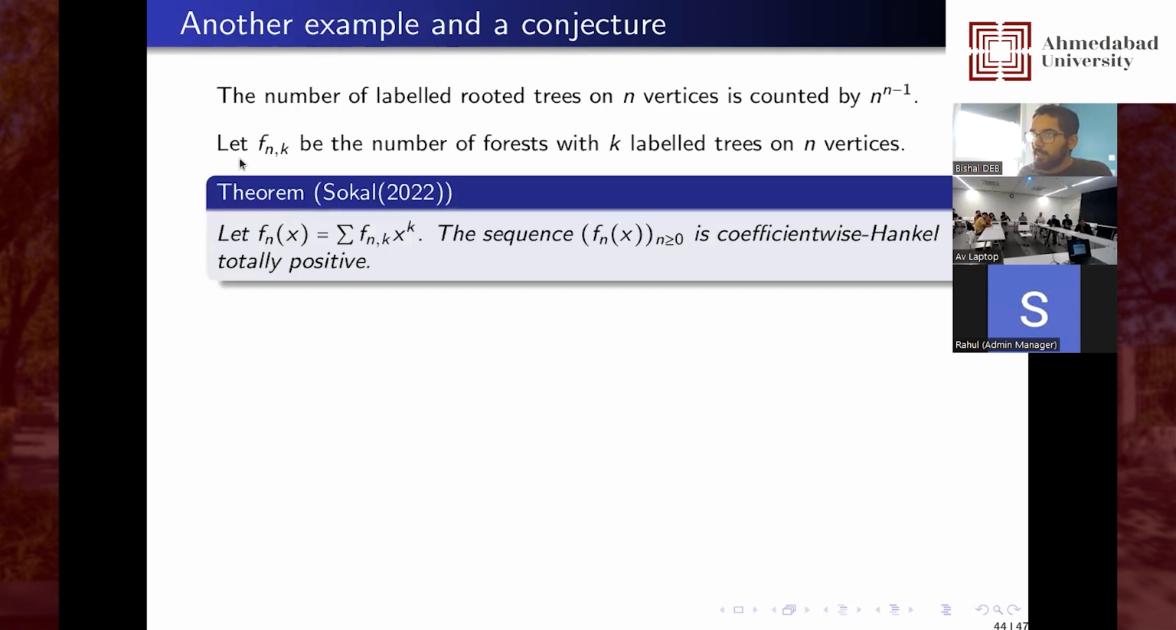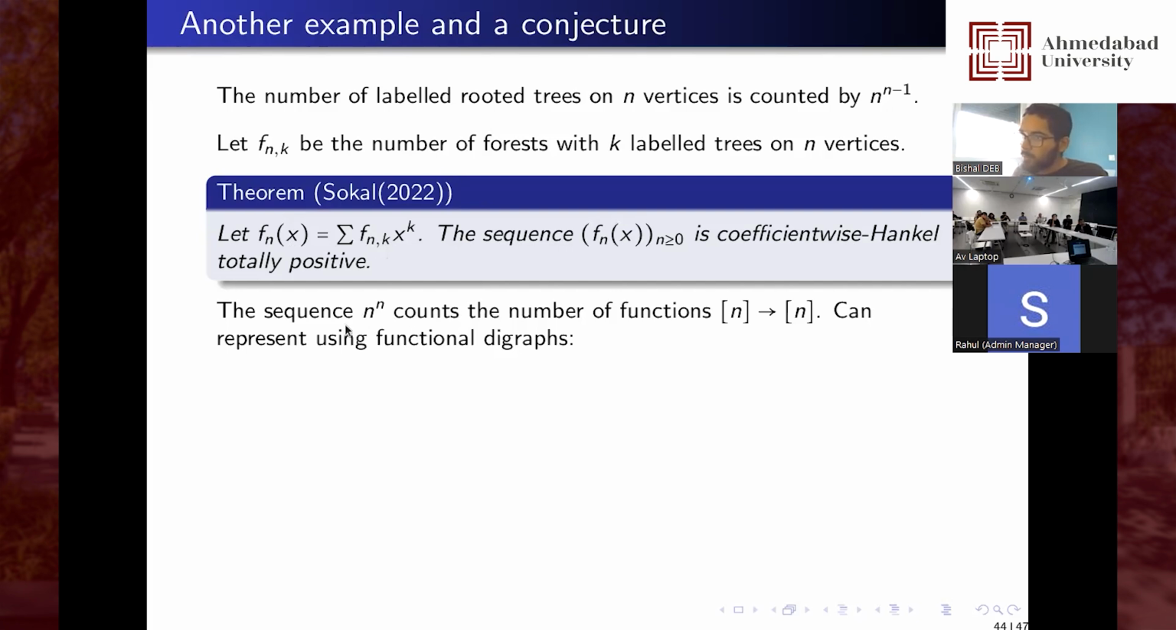So let f_{n,k} be the number of forests with k labeled trees. So you take multiple trees, k trees, and you have n vertices. And you take these polynomials, you fix the number of vertices and add up over all forests. This sequence is coefficient-wise Hankel totally positive. This was proved using the production matrix method by Sokal and Chen.